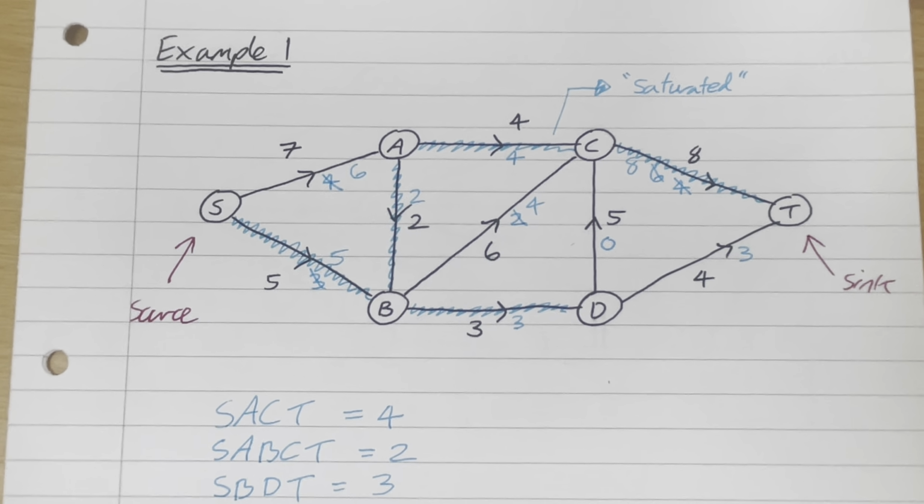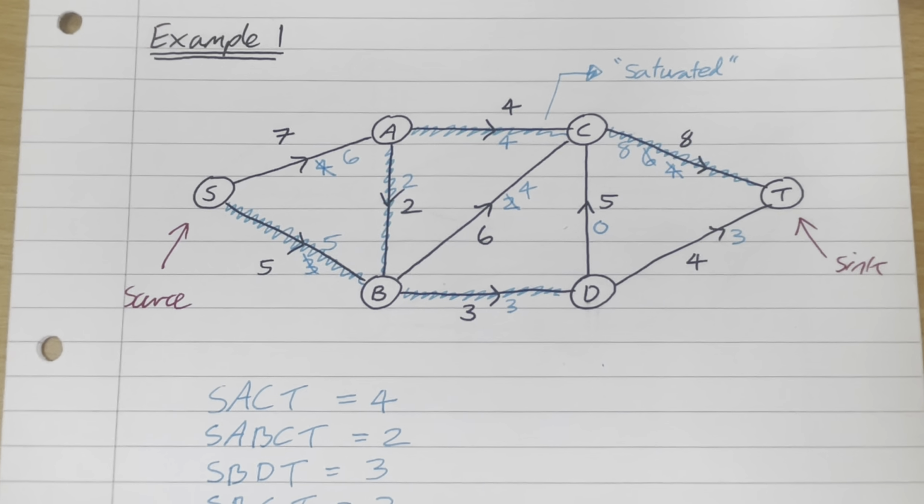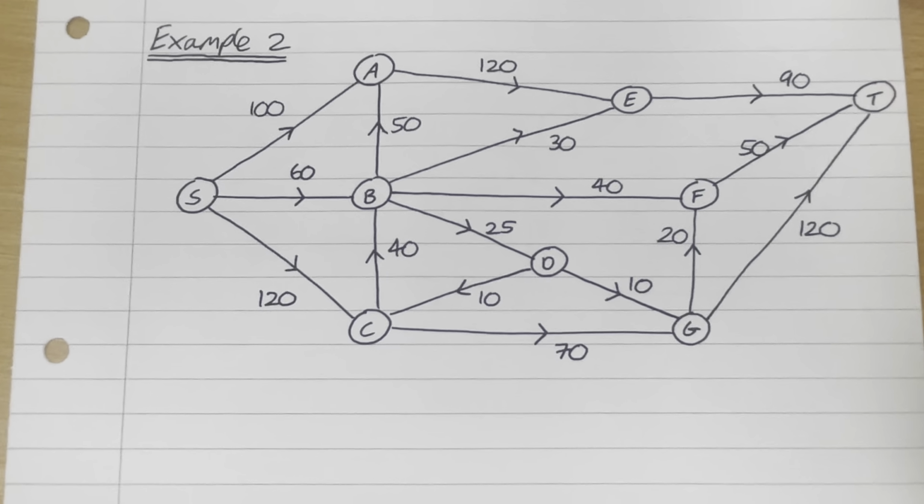Okay, so that was a fairly simple example. But you can see how I have augmented the different flow routes through this network and then yielded my answer from that. Okay, let's try a bigger question.